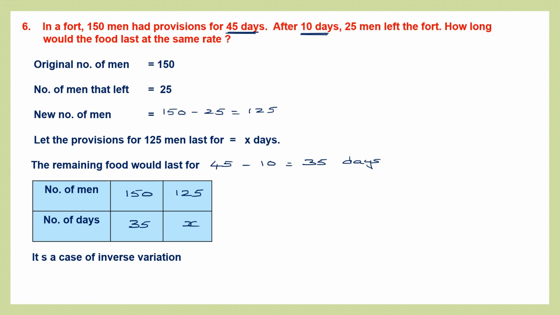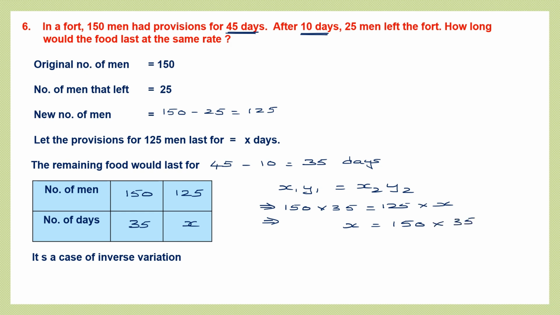Inverse variation means x1 into y1 is equal to x2 into y2. So now let's substitute. x1 is 150, y1 is 35. This is equal to x2, which is 125, into y2, which is x. So now we can find the value of x. We can say x is equal to 150 into 35 divided by 125.